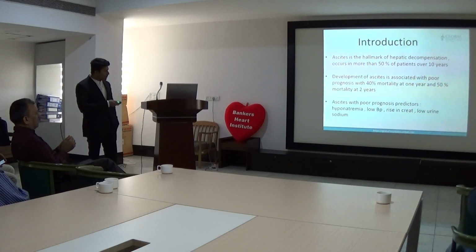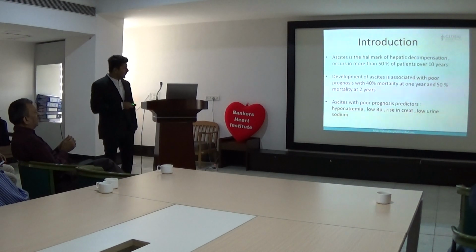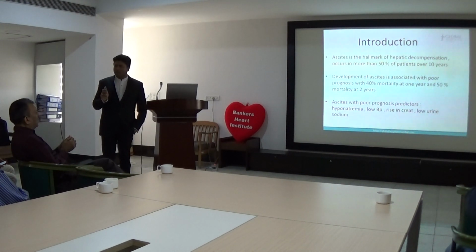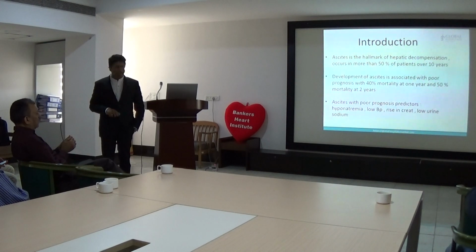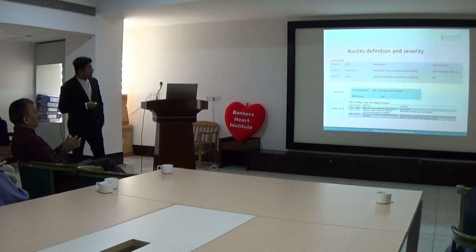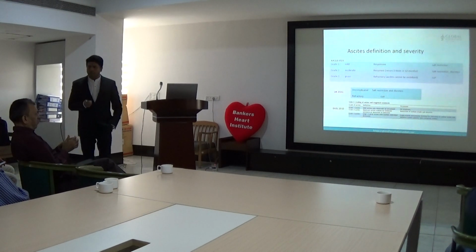Ascites with poor prognosis predictors, again, if there is hyponatremia alongside low blood pressure, AKI, and low urinary sodium, then it means that your ascites is going to be a troublemaking situation for physicians to manage. So again, ascites definition and severity: mild, moderate, severe is your severity defining criteria.